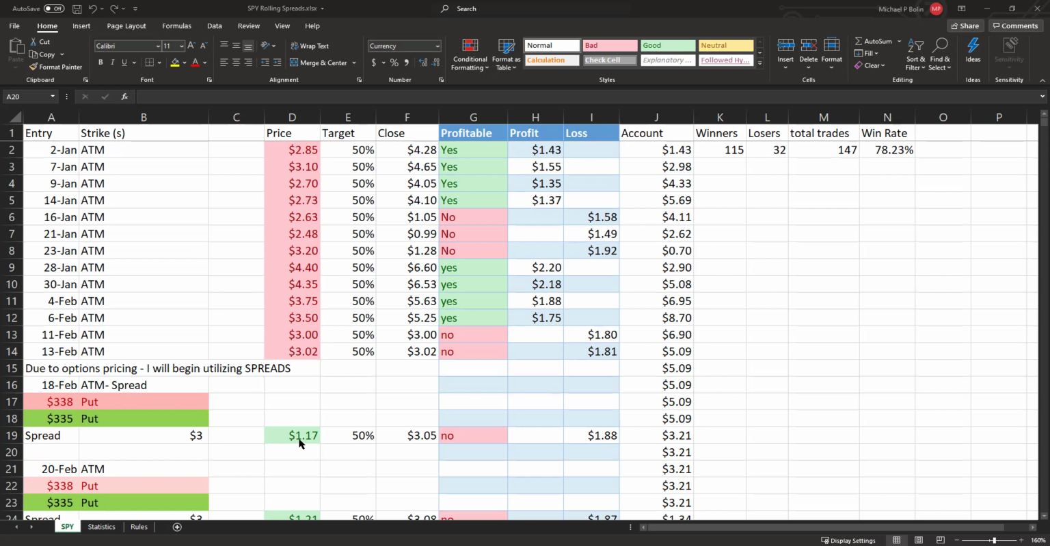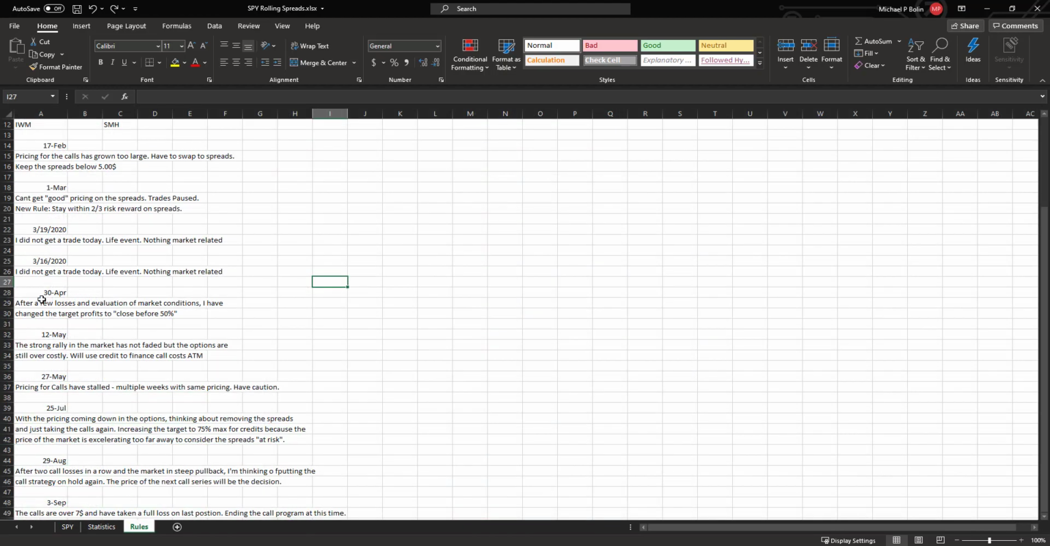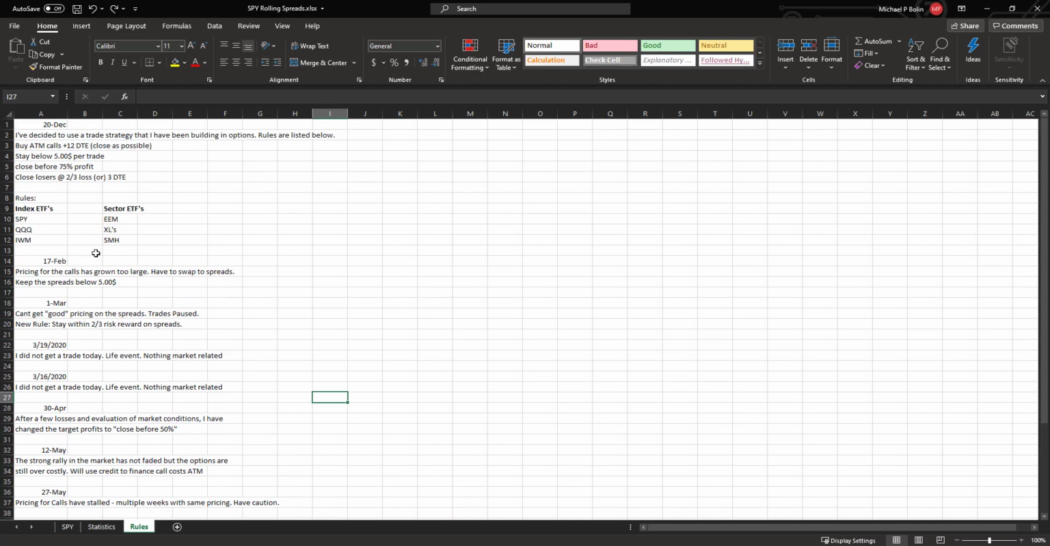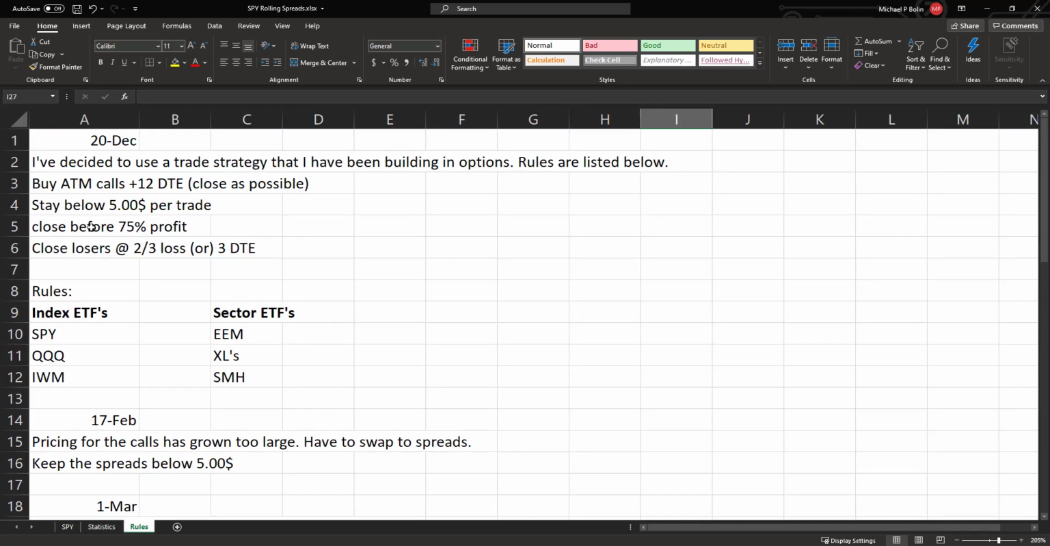So let's start going through here. First, let's go over to the rules. I've babbled long enough. The rules in the beginning of the year. And we're just going to zoom right in on this for a little bit. So on December 20th, I started to develop the trade strategy. I decided to use a strategy that I've been building in options. The rules are listed below.